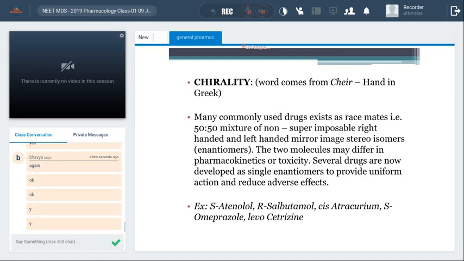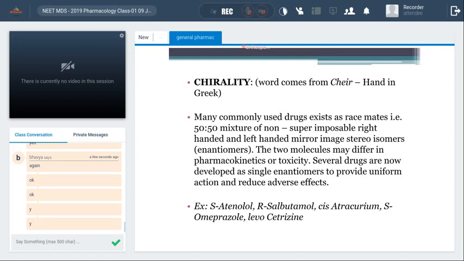It's a very simple concept which you have already read in biochemistry, something called chirality. You would have read chirality of molecules like glucose, fructose, etc. Now we see chirality of drugs, which means handedness. Most of the drugs that we use exist as a 50:50 mixture of racemates. That means they have both left-handed and right-handed compounds. They're called stereoisomers. Basically, a stereoisomer is a mirror image.